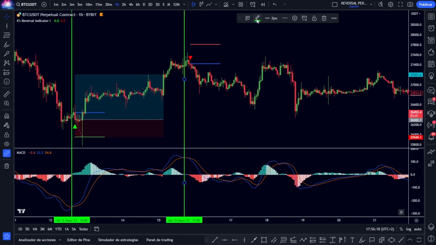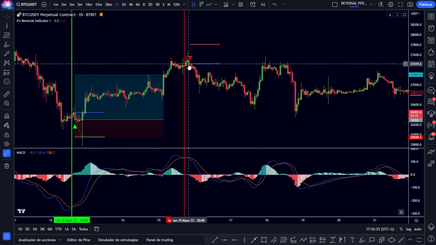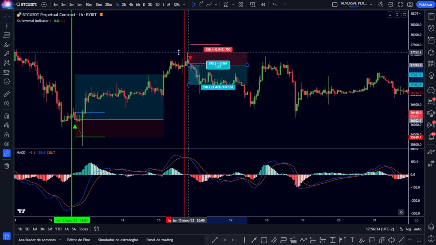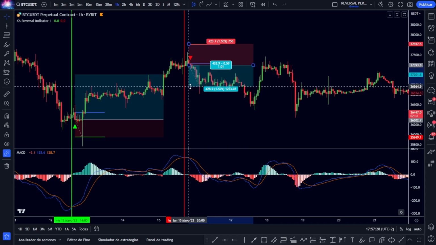In the MACD we have a cut, in this case negative, downward, with which a few hours later we have a signal again. In this case, in short, we place our stop loss at the previous highs or at the indicator mark, and the first take profit at a 1:1 ratio.